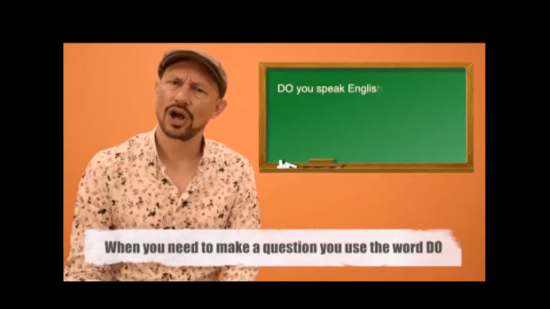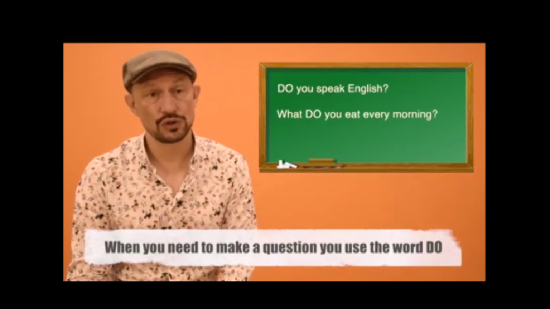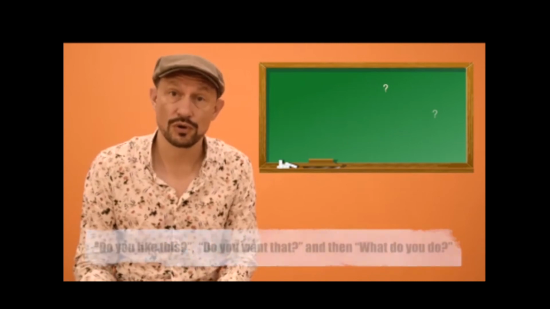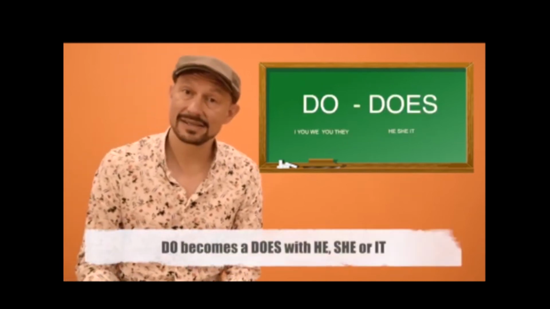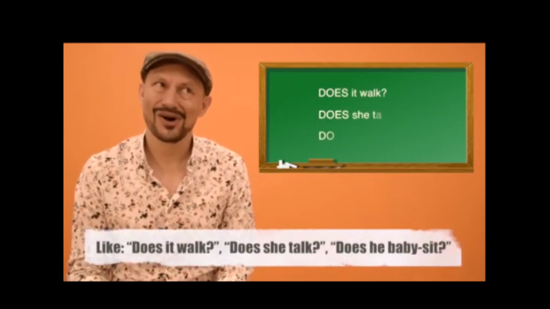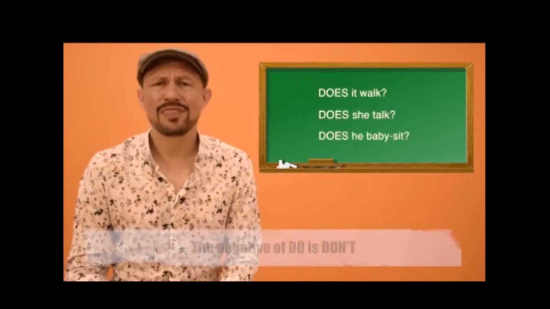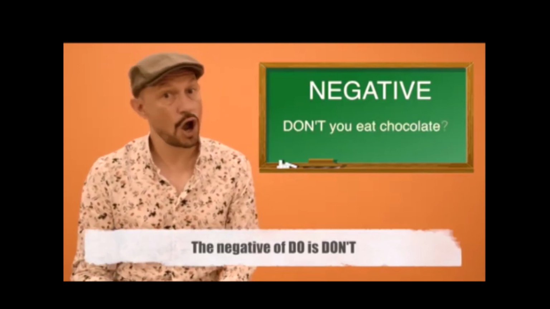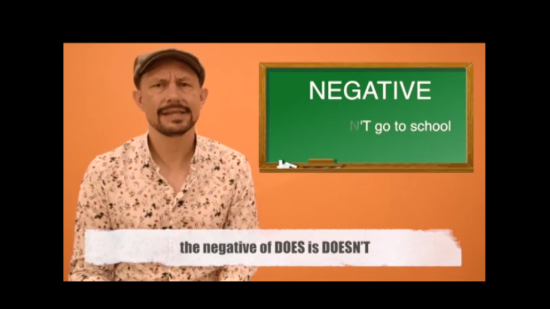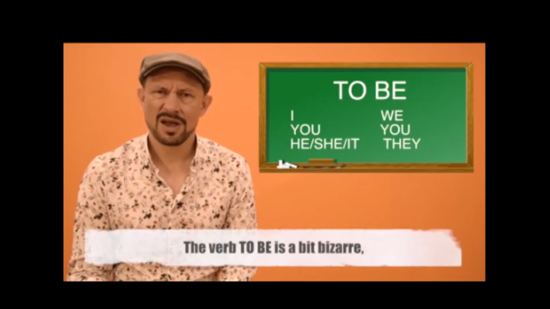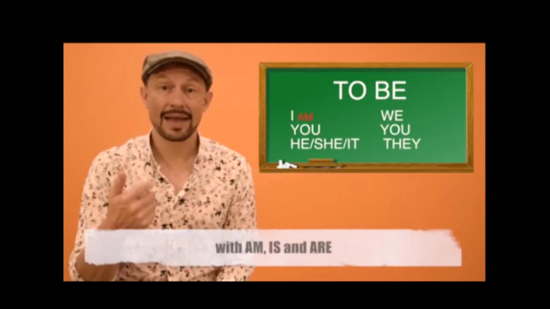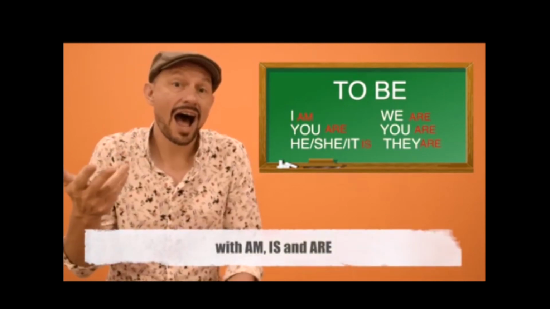You need to make a question, you use the word do. Do you like this? Do you want that? And then what do you do? Do becomes a does with he, she or it. Like does it walk? Does she talk? Does he babysit? The negative of do is don't. The negative of does is doesn't. The verb to be is a bit bizarre with am, is and are.